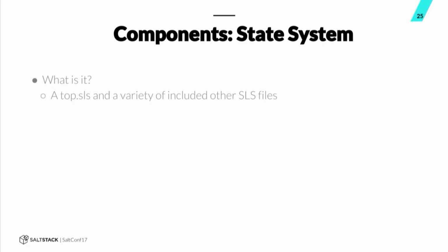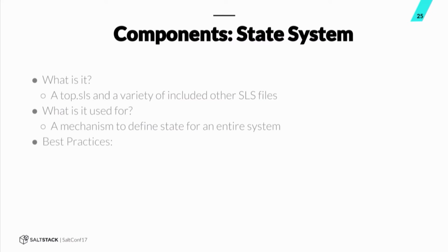All right, so now that we understand grains, execution modules, and state modules, let's talk a little bit more about the state system. The state system is basically a combination of the top SLS, which defines what you're targeting states to, to determine which of the actual SLS files to run. And these SLS files are used to define the whole system state as opposed to a specific function, right? Nothing too fancy there.